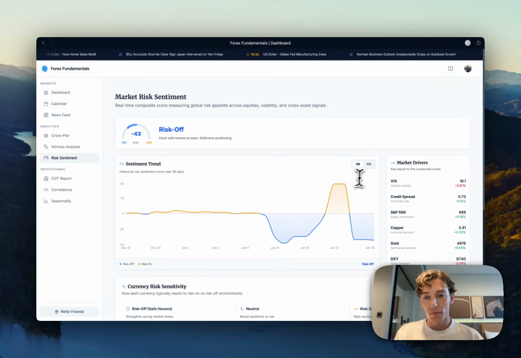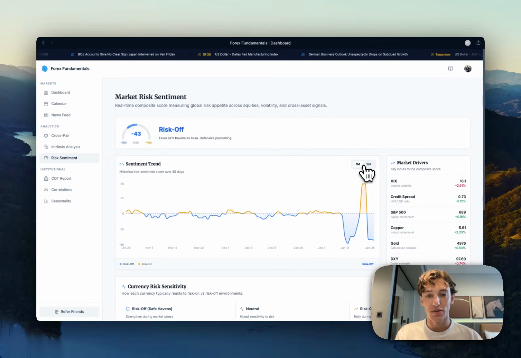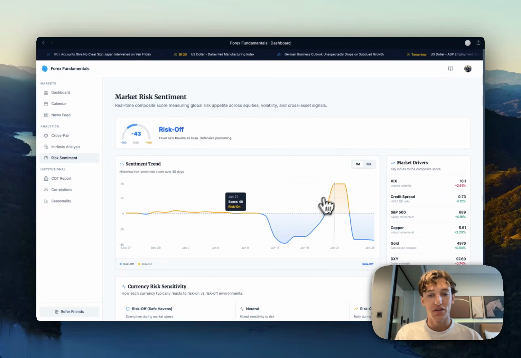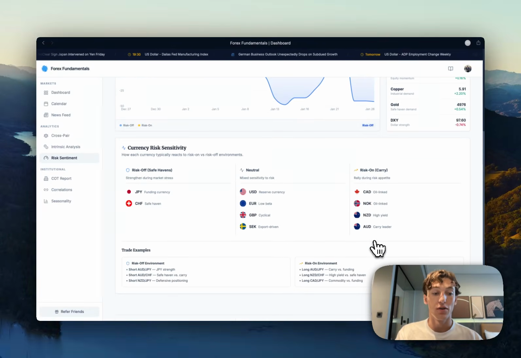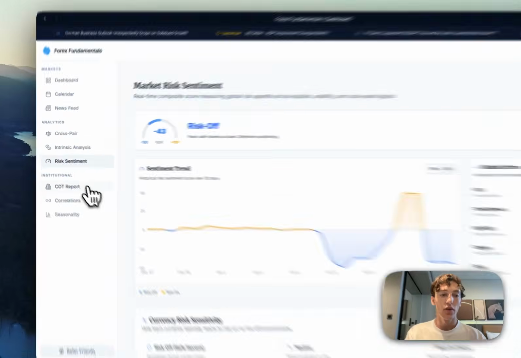So here we can see like, okay, the risk sentiment changing over time, and this is always good to take into account when trading certain pairs that are more sensitive to risk sentiment, especially the risk on and risk off currencies, and therefore also their direct cross pairs.